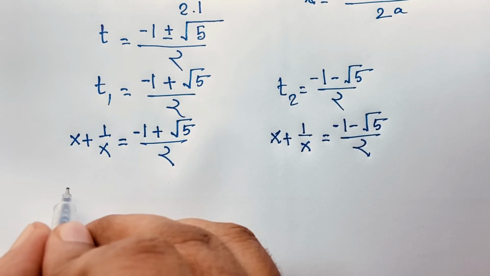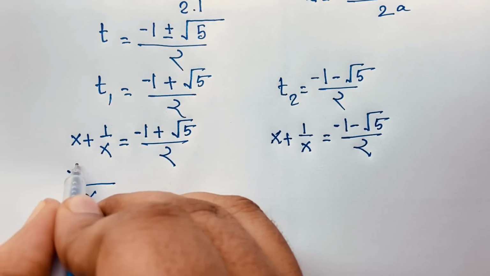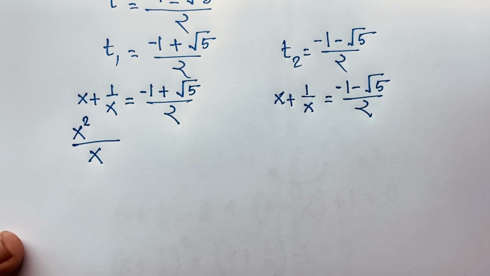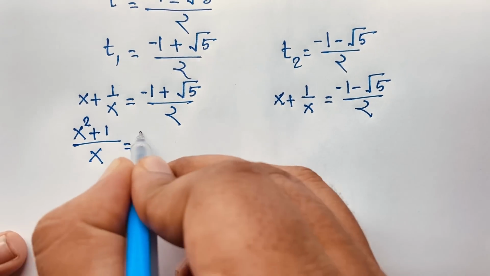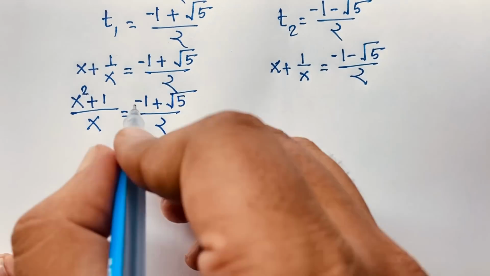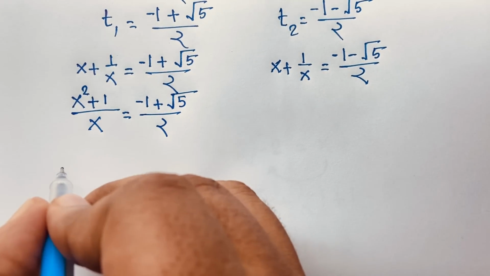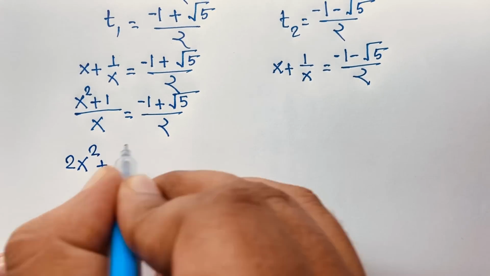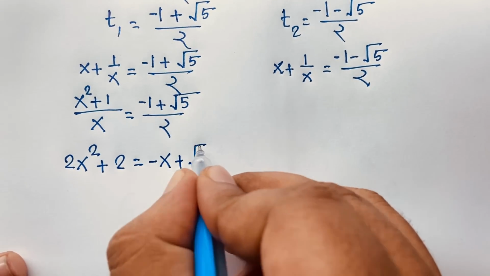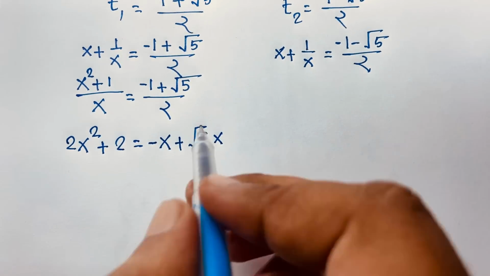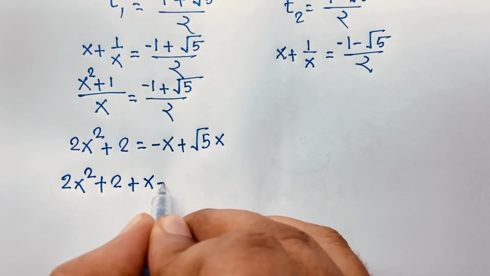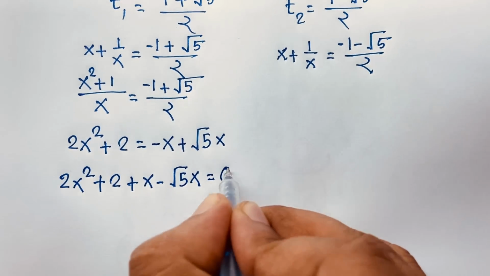So at this moment you can see the least common multiple is x, so I take the least common multiple x. So this will be x to the power 2, and here x divided by x will be 1, so 1 times 1 will be 1, and here minus 1 plus square root 5 over 2. Now if I cross multiply, 2 times x squared will be 2x squared, plus 2 times 1 will be 2, x times minus 1 will be negative x, times square root 5 will be square root 5 x. Now at this point, if I move this value to this side, it will be 2x squared plus 2 plus x minus square root 5 x is equal to 0.